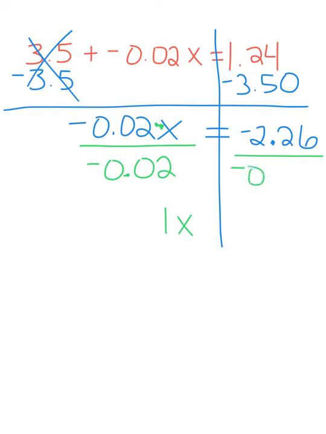Whatever we do to one side, we want to make sure we do the same thing to the other. We can use our fraction bar to represent division. And a negative divided by a negative I know is going to be a positive, and this actually is 113. And we're done. We got 1x all by itself. Let's go ahead and look at our last example.